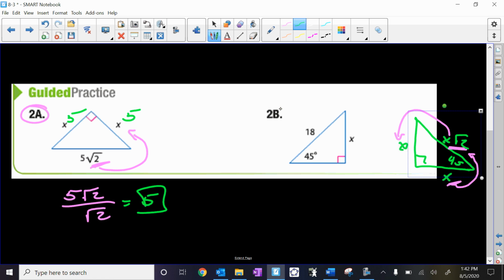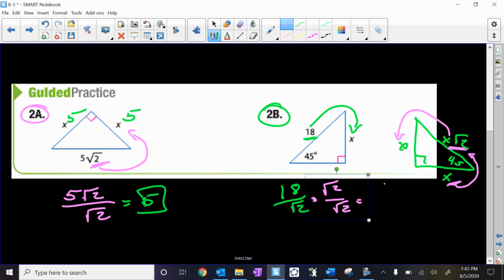In 2b, we got a little bit more work that's going to happen on this one. I'm still given the hypotenuse, which is 18, and now I want to still get to the leg. So I'm going to take 18 divided by the square root of 2. But notice I don't have a square root of 2 in the numerator, which makes it a little bit harder. We talked about this at the beginning of rationalizing the denominator. We do not want square roots in the denominator. So we're going to multiply by 1, which in this case is the square root of 2 over the square root of 2.